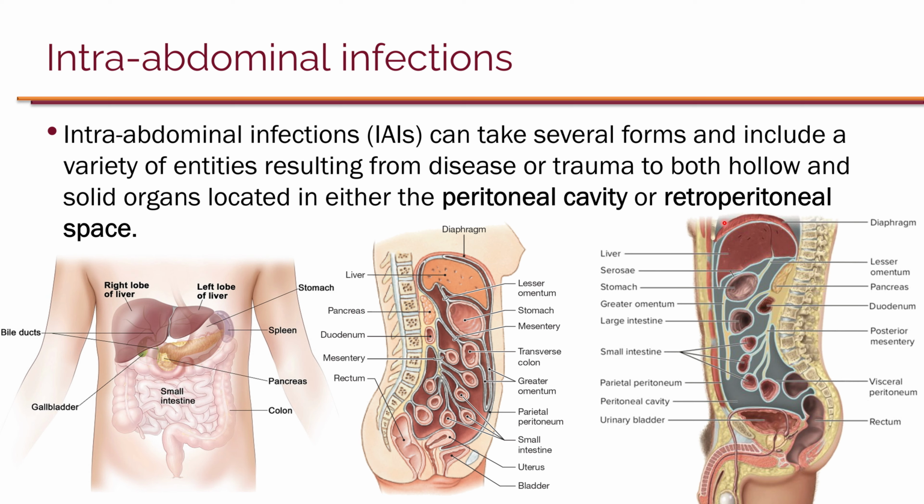Now, retroperitoneal space is behind the peritoneal space. So retro means behind. If you can see that, essentially in this picture, the darker color is the peritoneal space. Behind it are the pancreas and duodenum, and this space between the pancreas and duodenum, which is behind the peritoneal space, is referred to as the retroperitoneal space. That's present in both female and male.